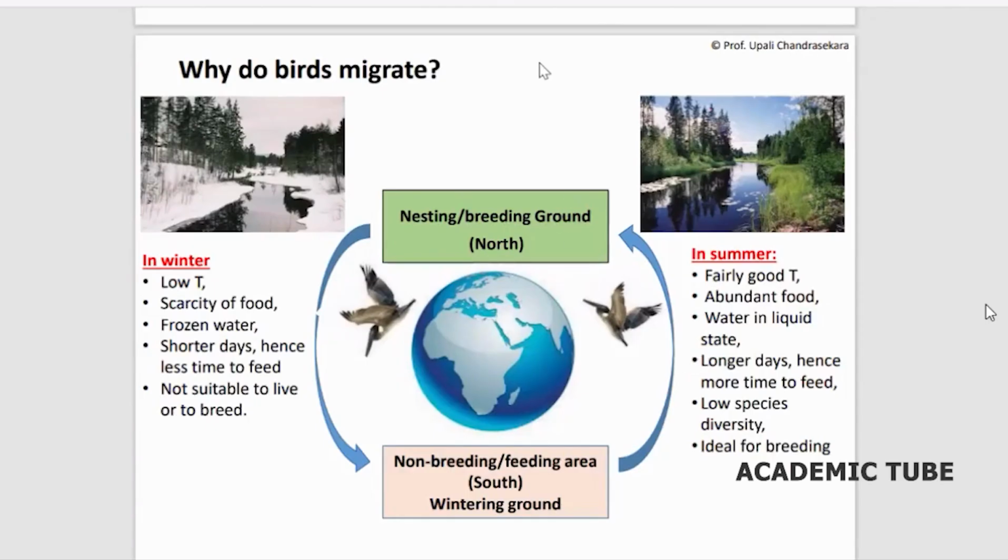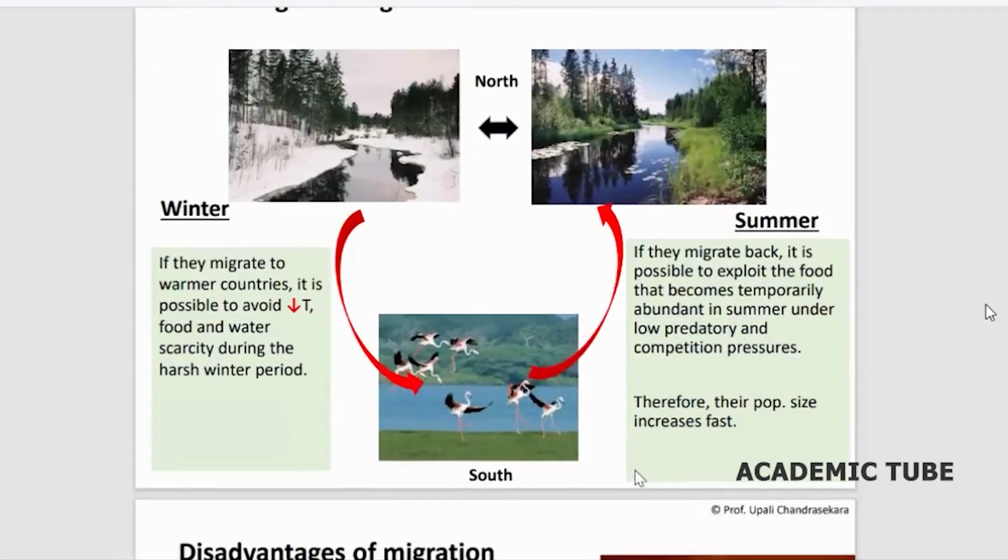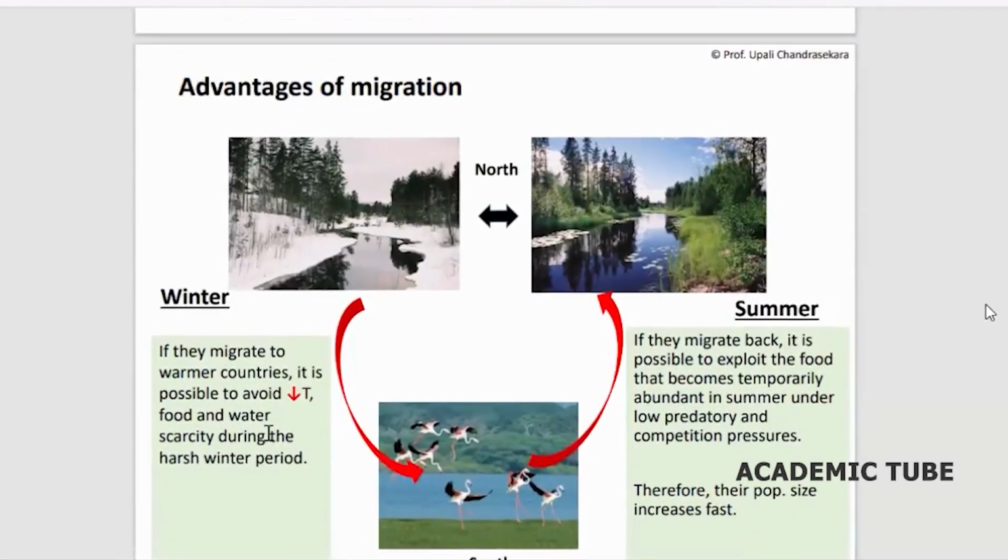That's the proximate reason for the birds to migrate. So what are the advantages? Because they migrate to warmer countries, they can avoid the low temperatures, and they can avoid the food and water scarcities during this harsh winter, right? In the summer, if they migrate back, these birds can exploit the food that becomes abundant during the summer under low competition and low predatory pressure. So they breed. Therefore, quickly their population size can be increased. So that is the advantage given to the bird by migration.